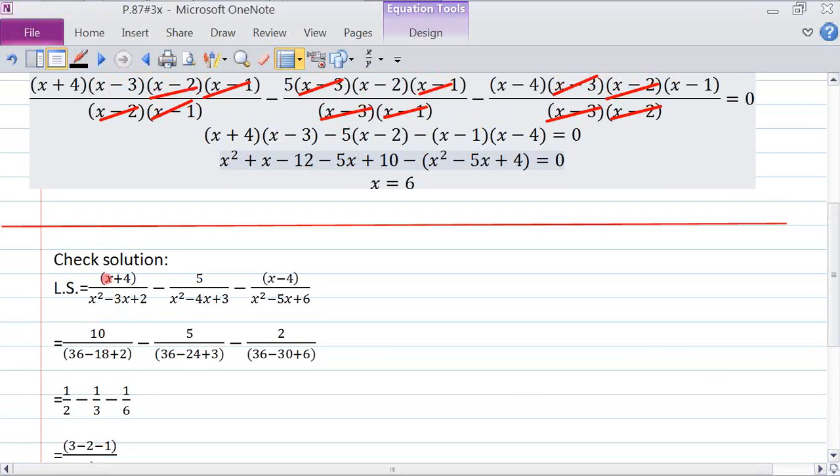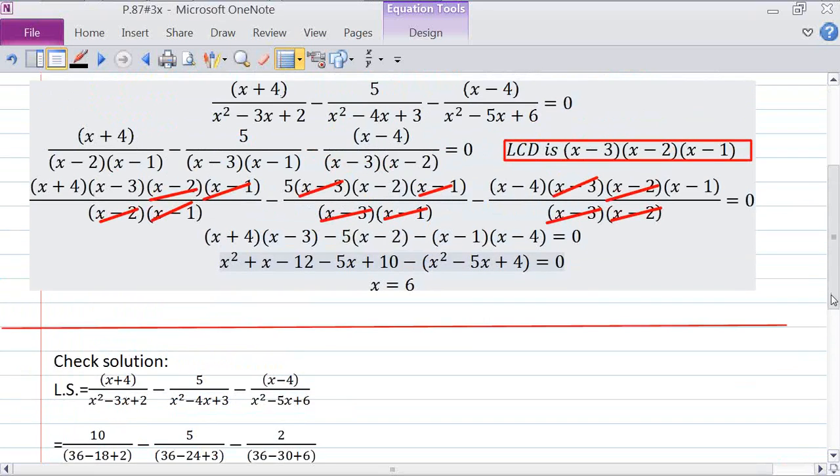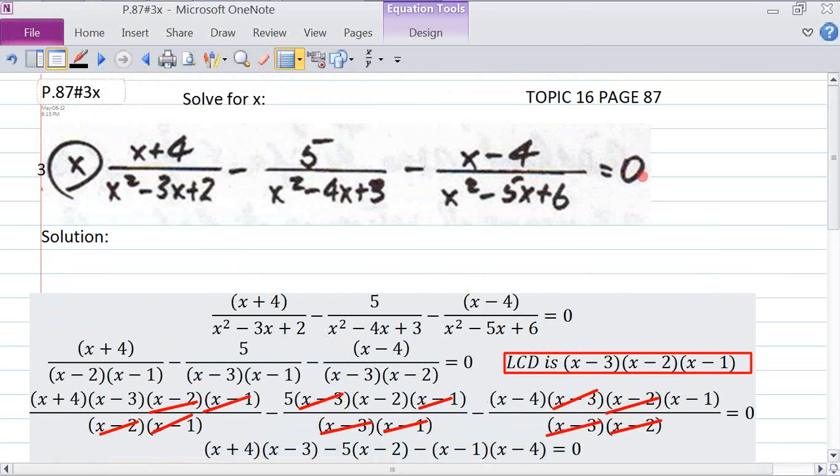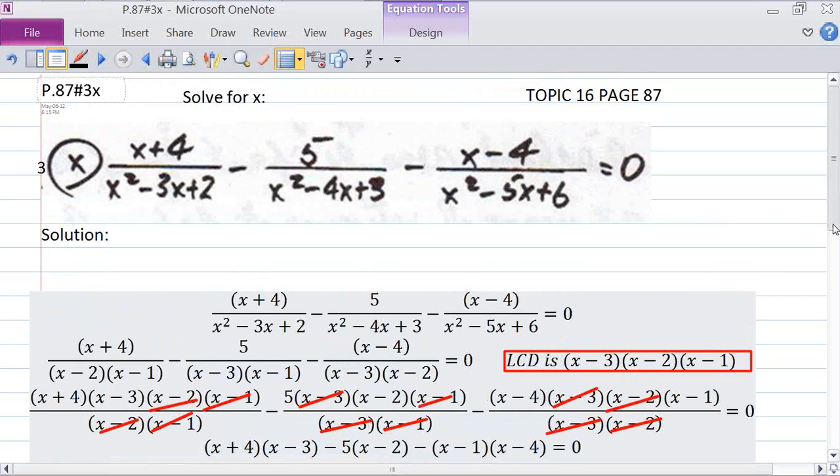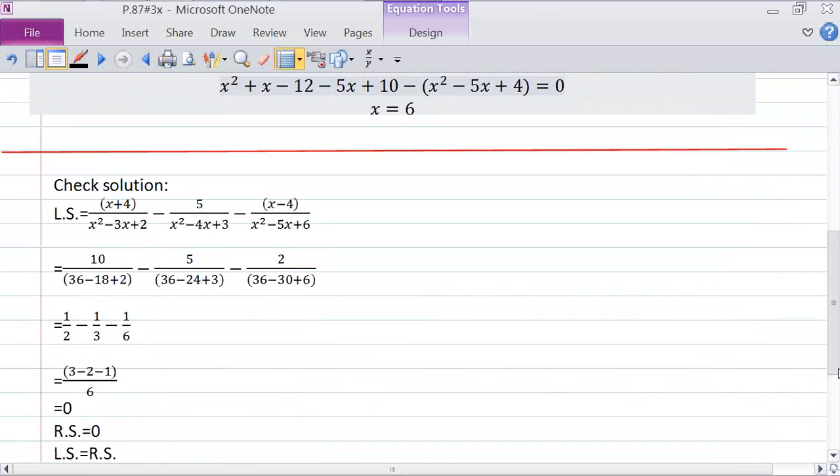I plug this back into the original equation, which is right over here. And you can see the right side is 0. So I just go back and I plug it back into the original equation. And 6 plus 4 is 10. 36 minus 18 plus 2 works out to be 20. This is 36 minus 18 is 18. 18 plus 2 is 20.